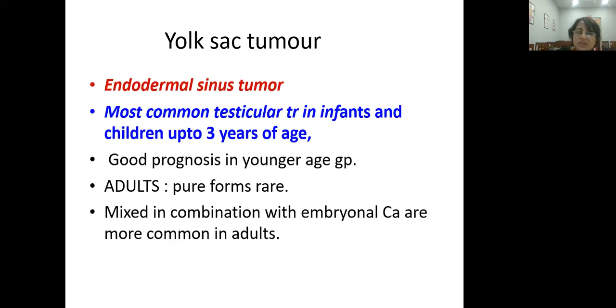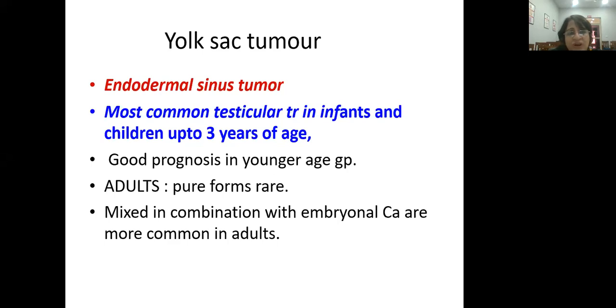It can occur in association with yolk sac tumor. Yolk sac tumor can occur in association with embryonal carcinoma. It can occur in association with a choriocarcinoma. That means that yolk sac tumor will not usually occur as a pure form. It is usually going to occur as mixed tumors.